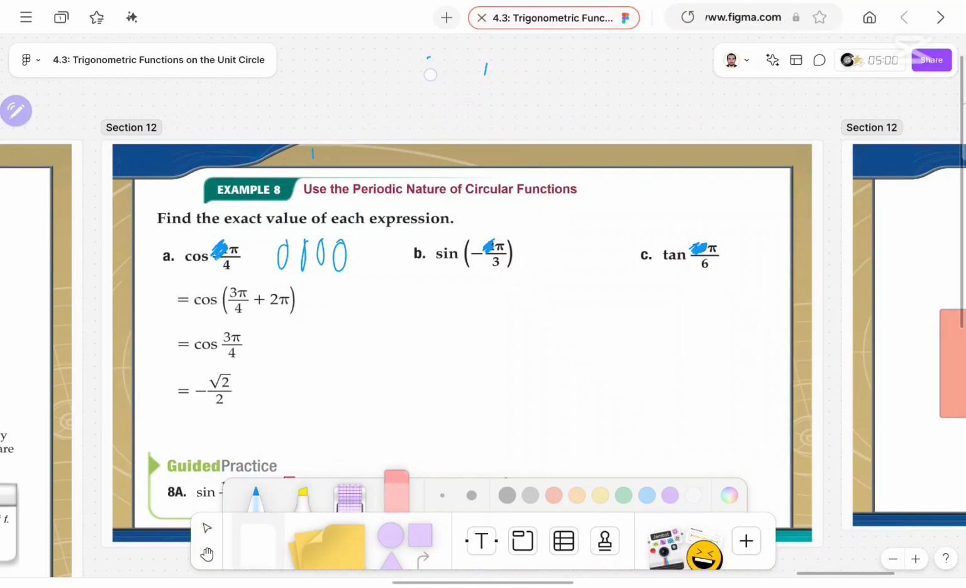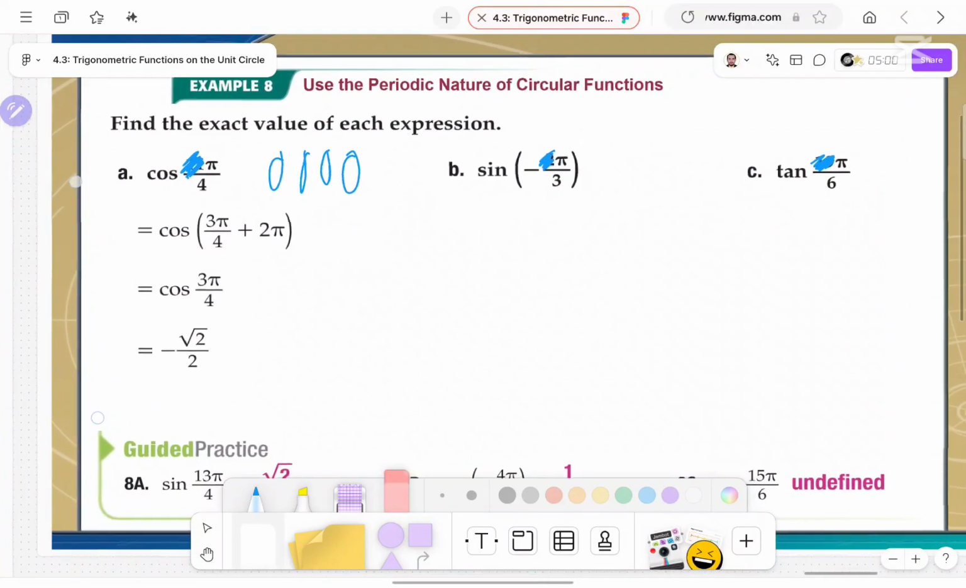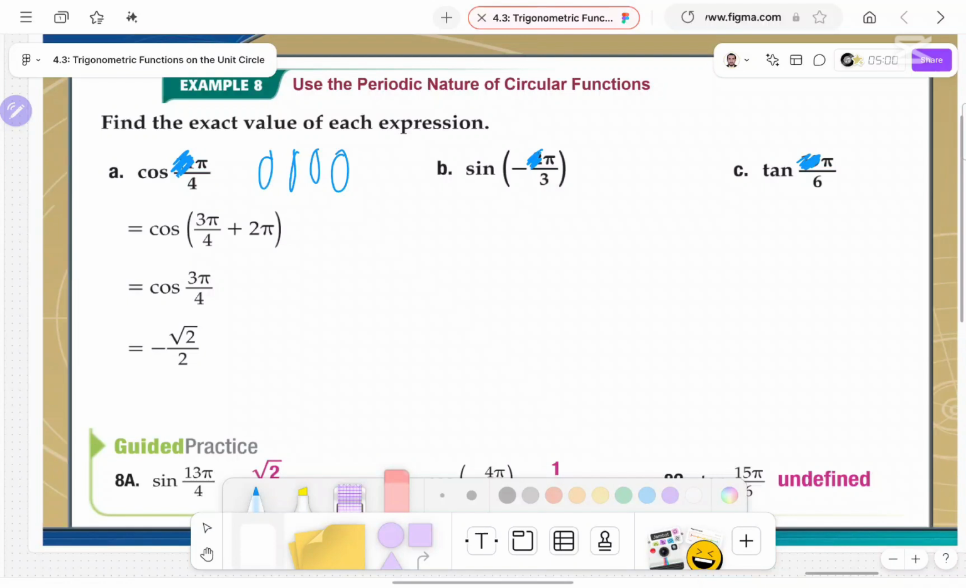Now, look at the question. After we know that this is pi over 4, so pi over 4 is repeated 4 times. I know I need to list them. It will be pi over 4. This is the first quadrant. The second quadrant will be 3 pi over 4. In quadrant 3, it will be 5 pi over 4. In quadrant 4, it will be 7 pi over 4. What should you do now?